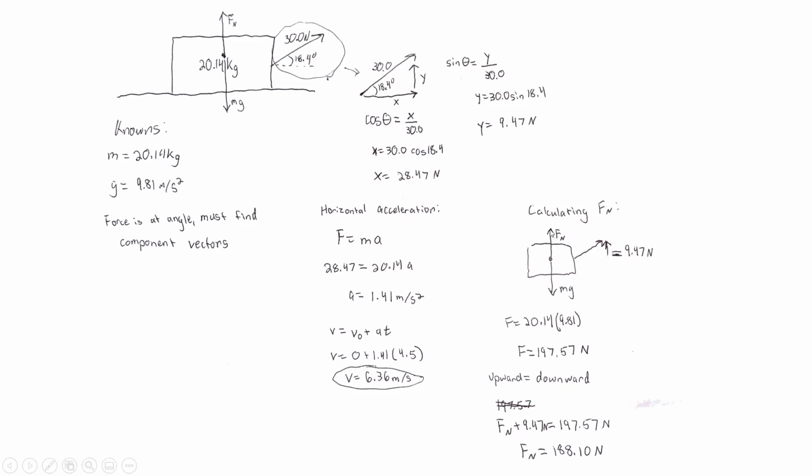So we have force normal, a vector pointing up. We have this from the component vector from our 30 newtons. This is another up vector. We add those two together and it must be equal to all the down vectors, which here we have force due to gravity, and we find that force normal is equal to 188.1 newtons.